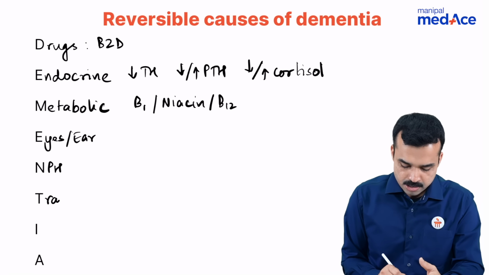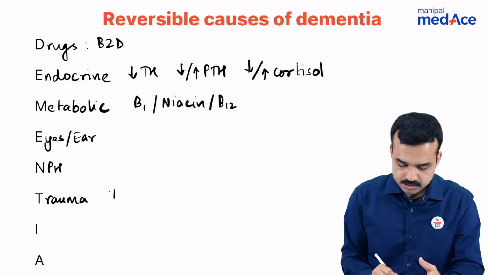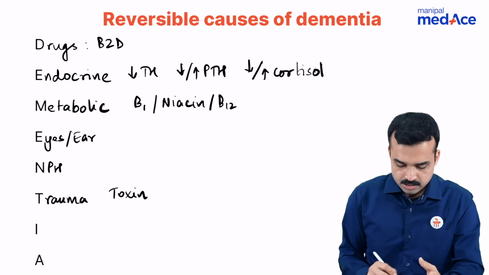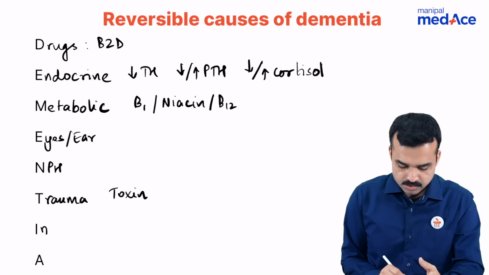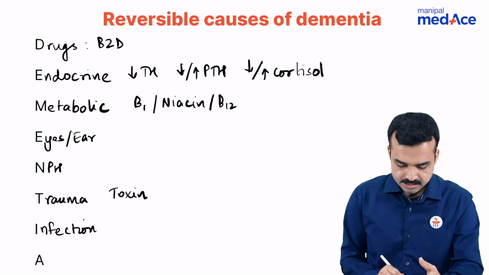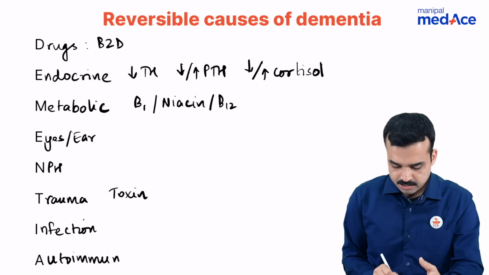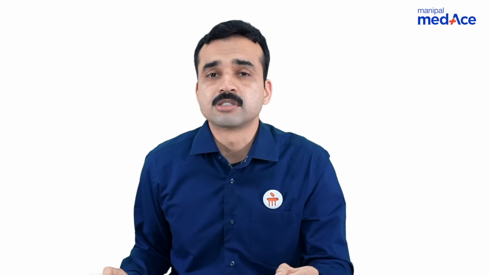T stands for trauma in the form of SDH or toxins like alcohol and lead poisoning. I stands for infections like HIV, syphilis, as well as Whipple's disease. A stands for autoimmune encephalitis. So with this, you should be able to remember the reversible causes of dementia.